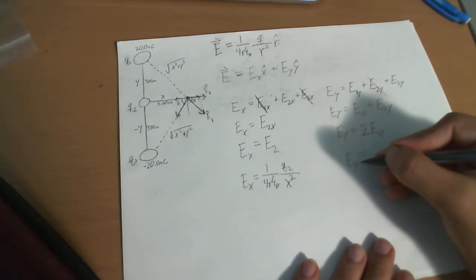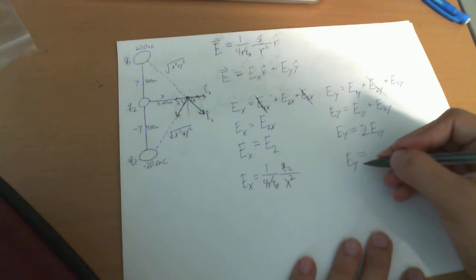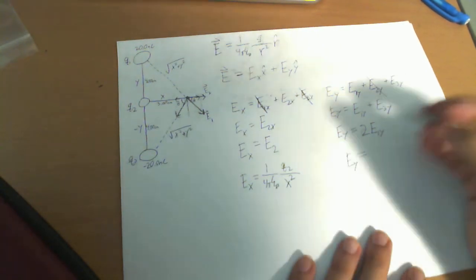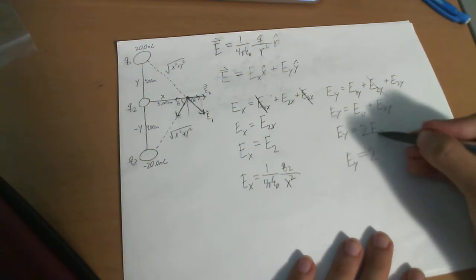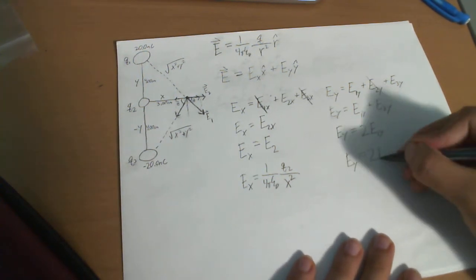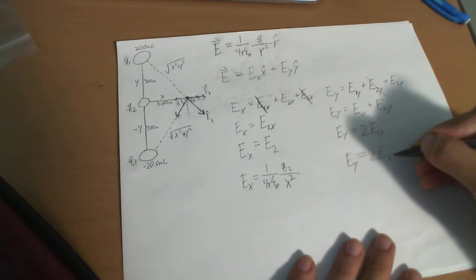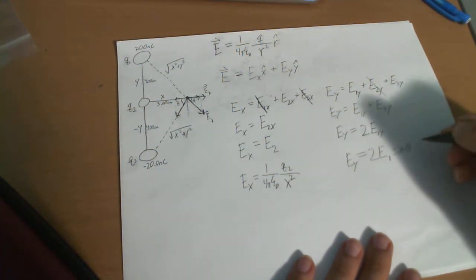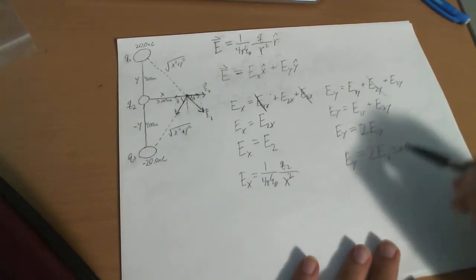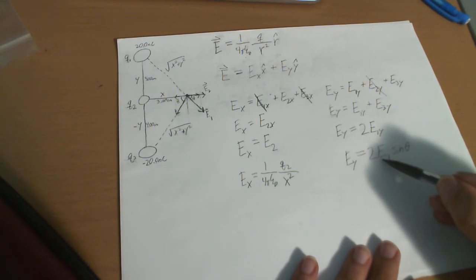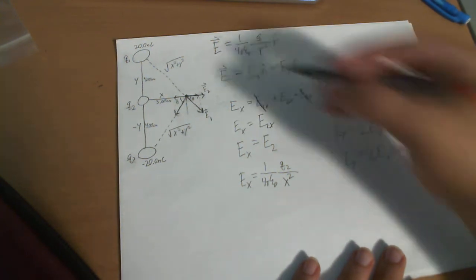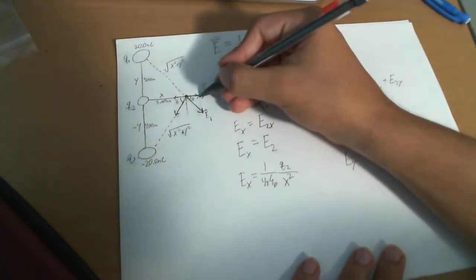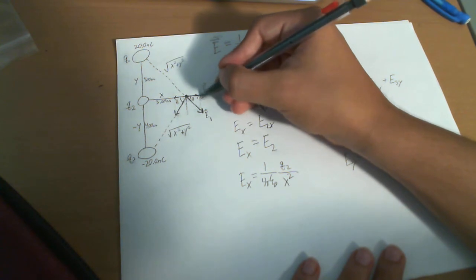So now let's break down our E1y. E1y is going to be E1 times sine of theta, right? So that's going to be our y component. It's going to be the magnitude of E1 times the sine of theta, right? That's going to give us this vertical component right here that we want.